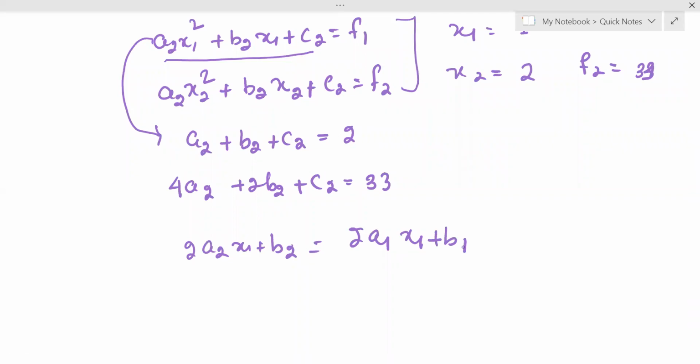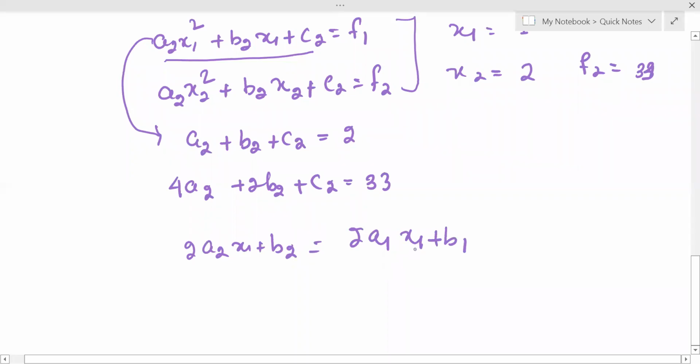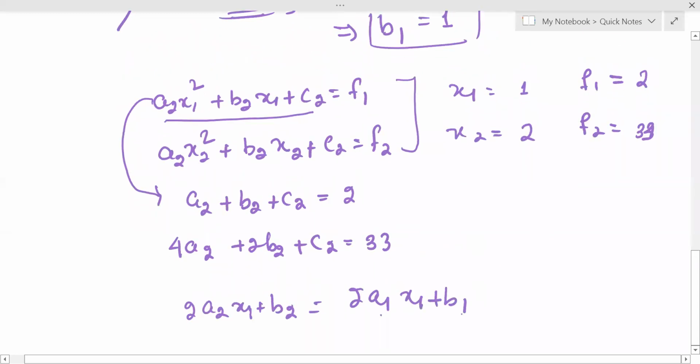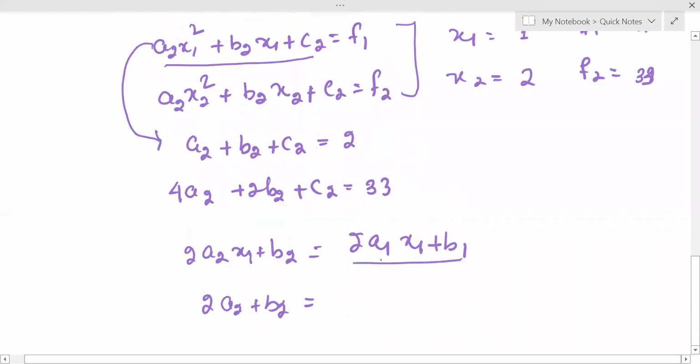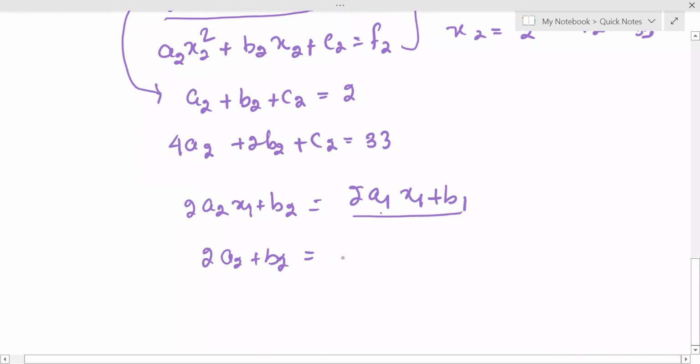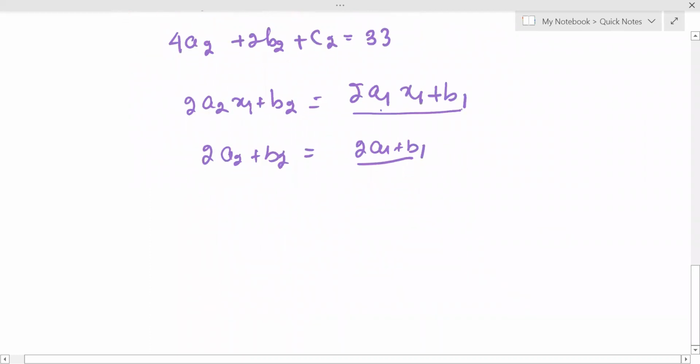Now you can substitute this value. X1, A1 value has already evaluated, B1 also evaluated. And X1 value you can substitute here. What is the X1? That is 1. So 2A2 plus B2, which is equal to 2A1 plus B1. A1, B1, 1, 1 is given. So that is 3. 2A2 plus B2 is equal to 3 होगा.